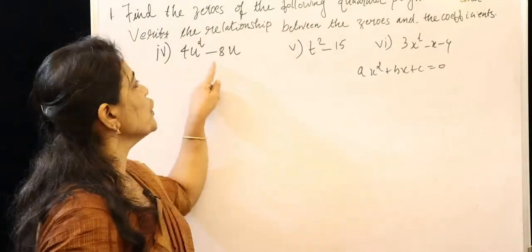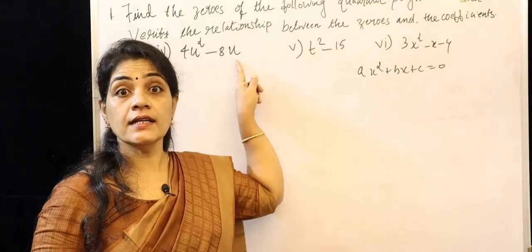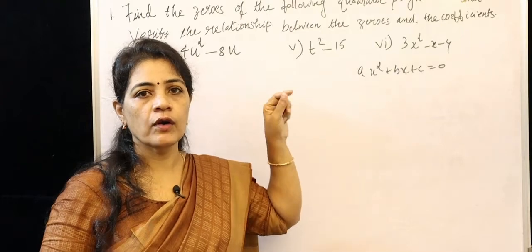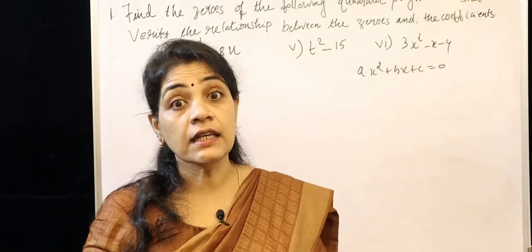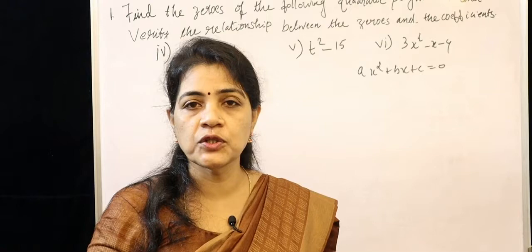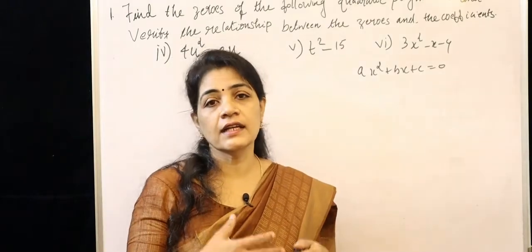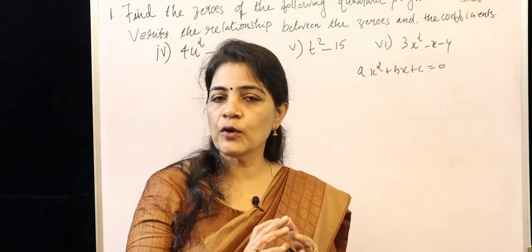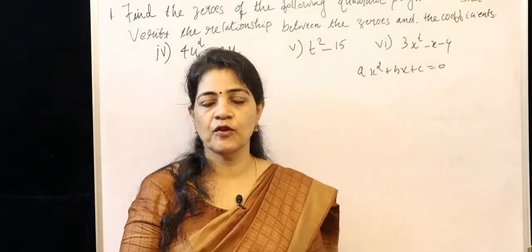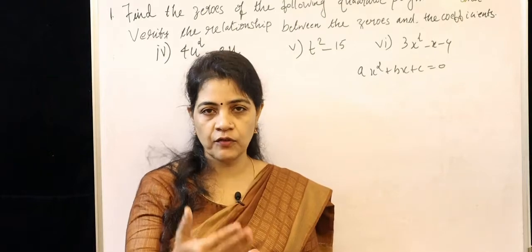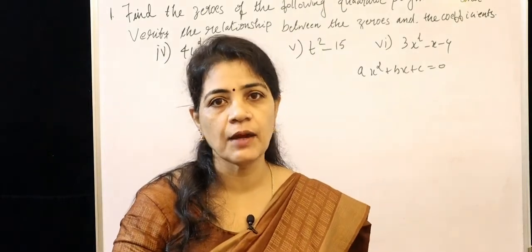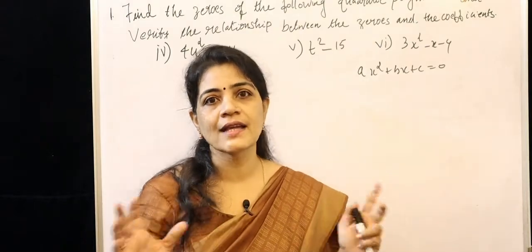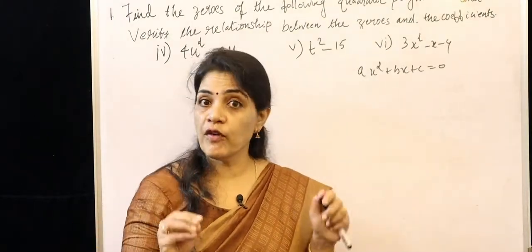Okay, that is 4u square minus 8u. Okay, this is not in the standard form. Okay, in order to factorize, it need not be in the standard form, but in order to verify the relationship between the coefficients and the zeros, that polynomial must be in the standard form. Okay, so while I am doing the factorization, I am not making it in the standard form, but when I am comparing, that should be in the standard form. Okay, so first I am going to factorize this.